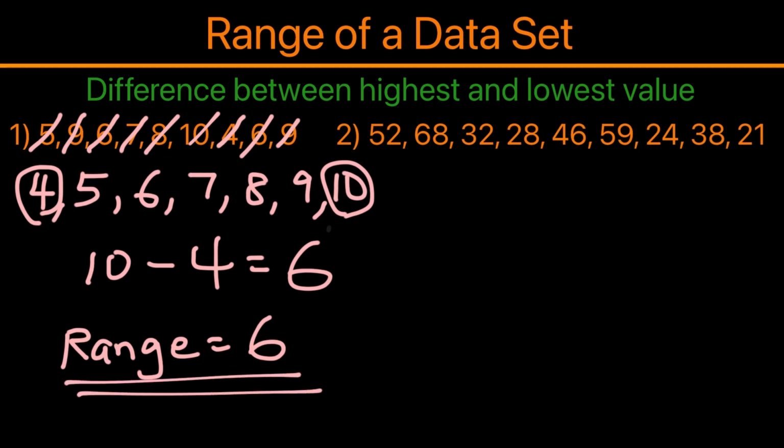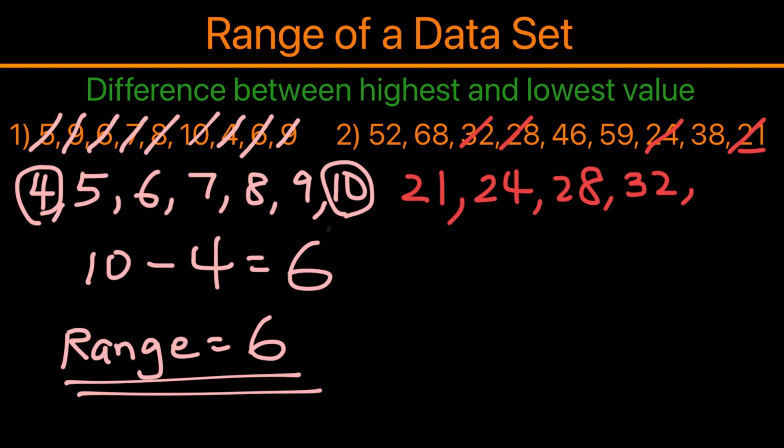Now for the second example, the numbers are double digits, but we'll use the same process and find the lowest number first. So by looking at the numbers, I can tell that 21 is the lowest. So we'll start with 21. Next, 24. Next, 28. Next, 32.